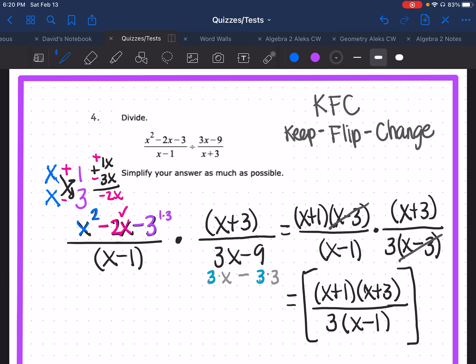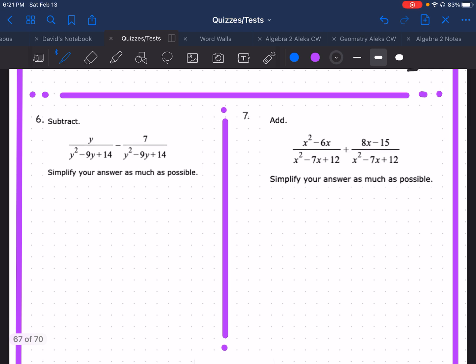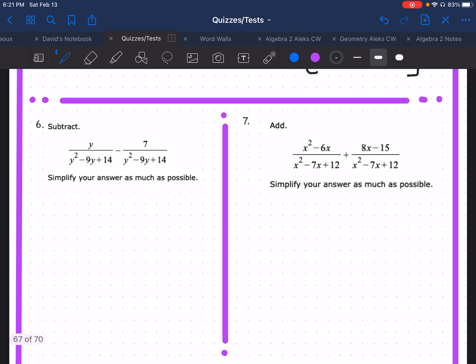All right, I'm going to go ahead and skip number 5, and I'm going to go to number 6 and 7, just because I figured they were a little bit tougher. So we're moving into a subtraction and an addition problem. Just remember that when you are adding or subtracting, you do need to check to make sure that your denominators are the same. And then just double check to make sure what it is that Alex is asking you to do. This one is asking me to subtract.